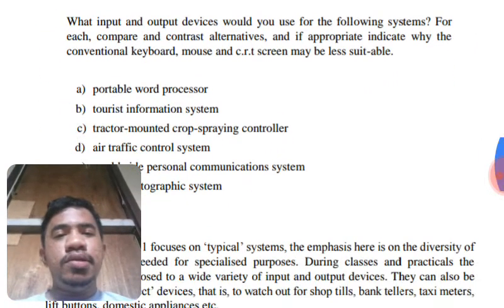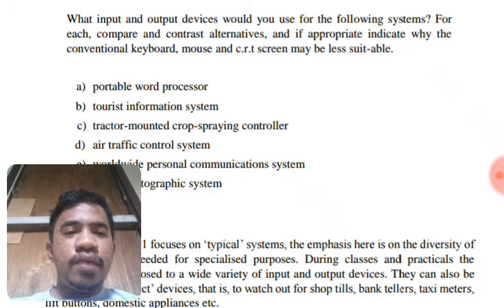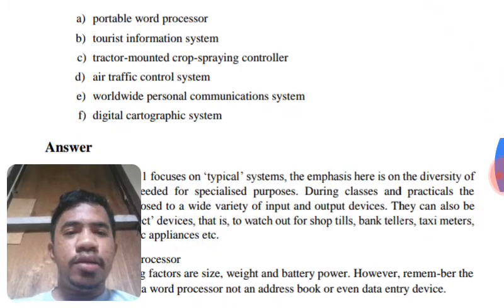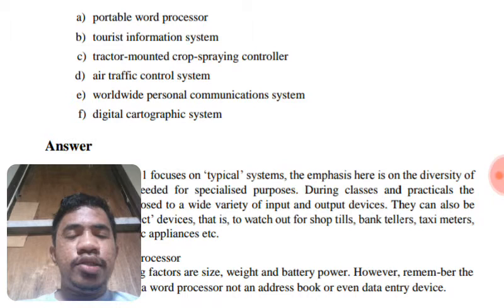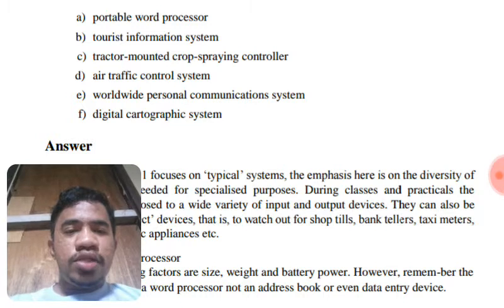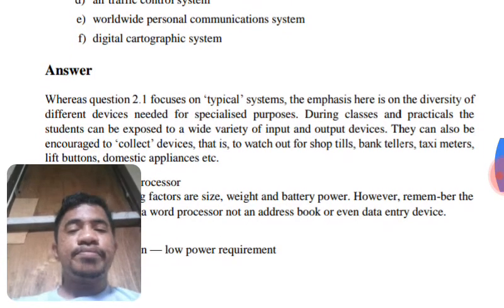Exercise 2.3. What input-output device would you use for the following systems? For each, compare and contrast alternatives and, if appropriate, indicate why the conventional keyboard, mouse, and CRT screen may be less suitable. A. Portable word processor. B. Tourist information system. C. Tractor-mounted crop spraying controller. D. Air traffic control system. E. Worldwide personal communication system. F. Digital cartography system.